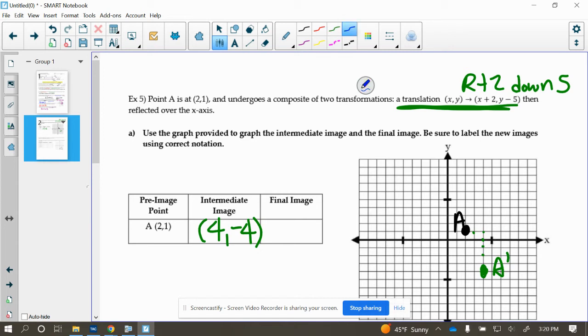Now I'm going to use a different color to do the next transformation. We're going to take that newly translated point and reflect it over the x-axis. So again, we're using the green point and we're reflecting that, not our original pre-image point. We're using the intermediate image. So 1, 2, 3, 4 units away from the x-axis. We now need to go 4 units the other direction so that we get our A double prime located there. Now that final image is located at 4, 4. So we want to make sure that we do 2 things here, that you not only graph it, but you also fill out this chart.